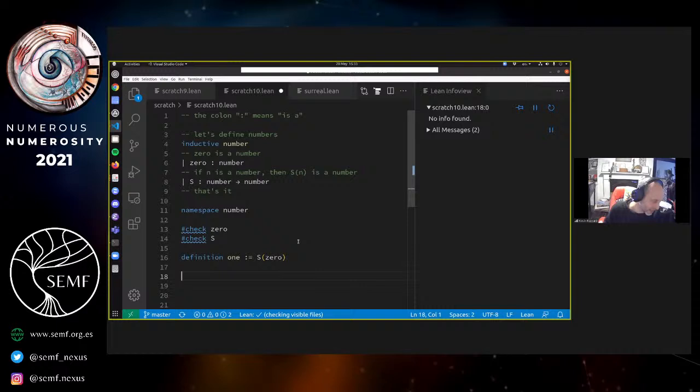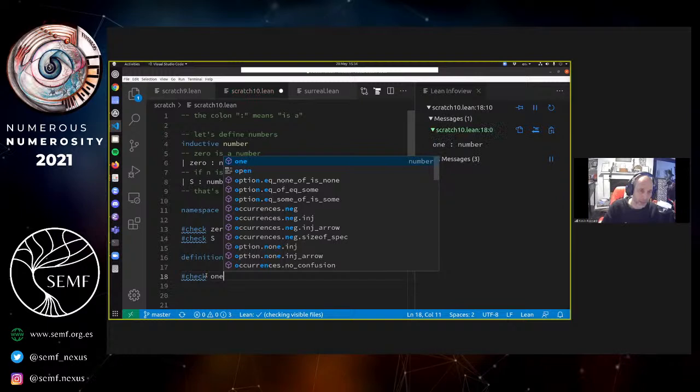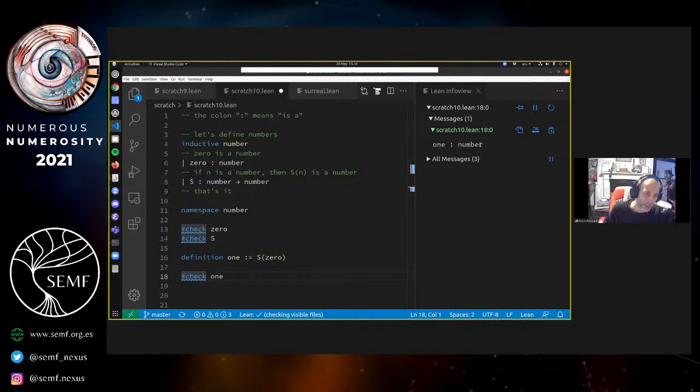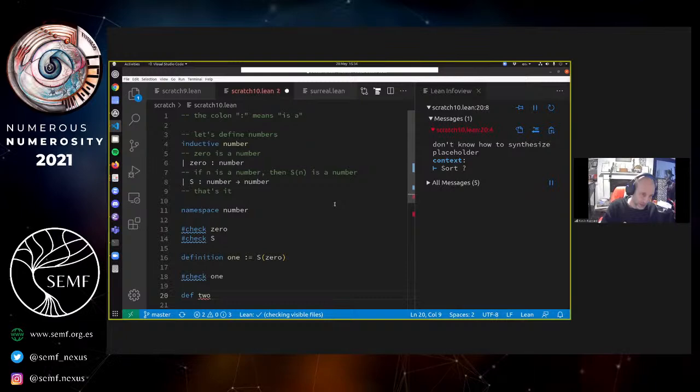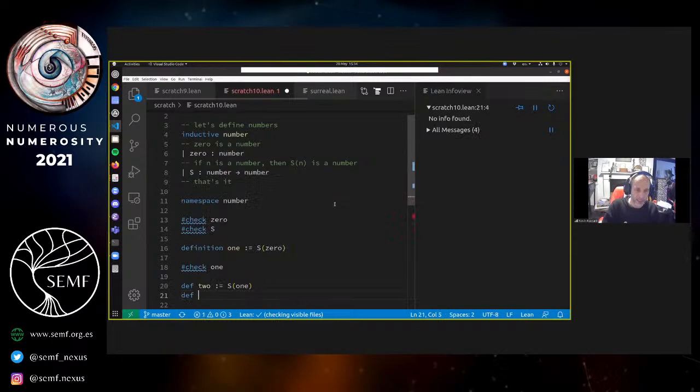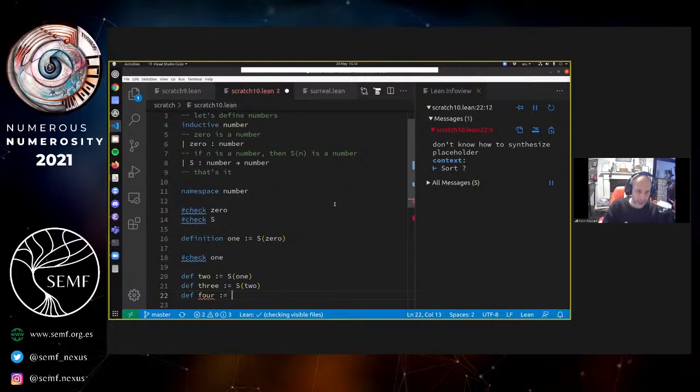And now we can check one. Now we have a new number, you see. Another number has been born. And Lean informs us that one is a number. And we can, of course, continue, right? Let's make a few more. Let's define two. Def is just short for definition. Let's define two to be the number after one. Let's define three to be the number after two. And let's define four to be the number after three, you see.